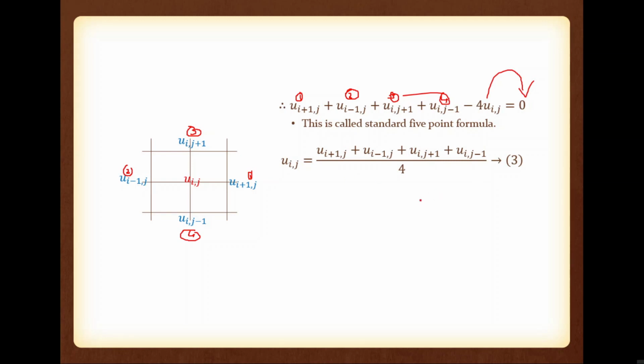So please note, there is no need to remember the equation. If you are finding this point, take the average of the neighbor 4 points. These are the neighbor 4 points, or neighbor points. So take the average of these neighbor 4 points. It will give ui comma j.